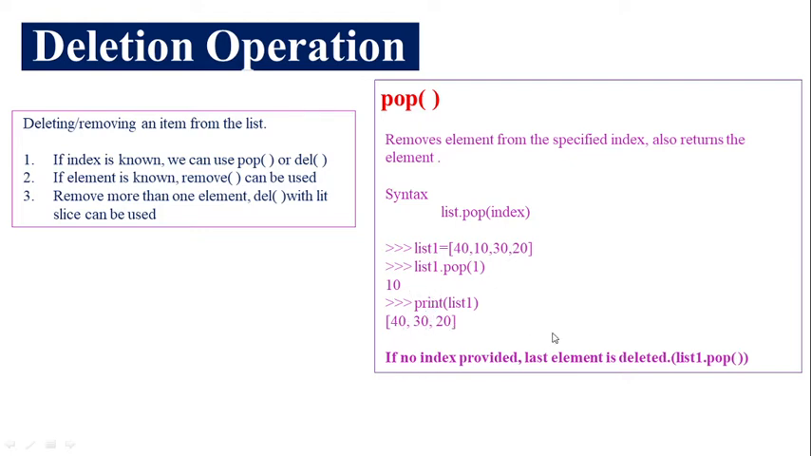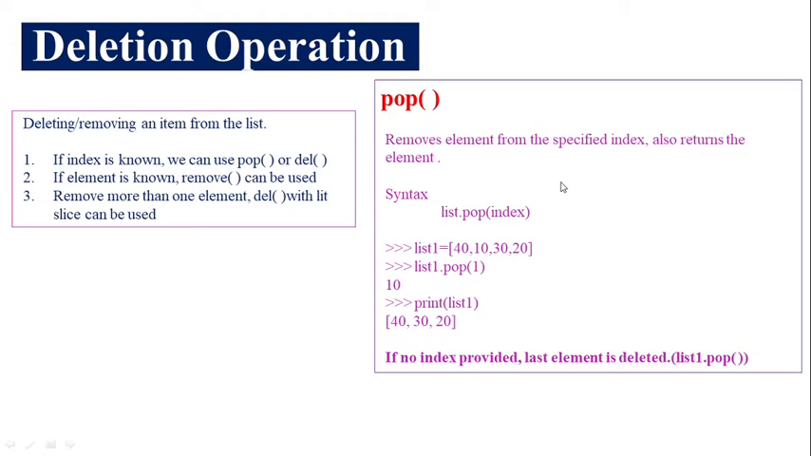If no index is provided, the last element is deleted. That's the default. If we fail to pass any index, suppose the statement is list dot pop, what will be the result? The last element 20 will be removed. So this is how the pop function works.